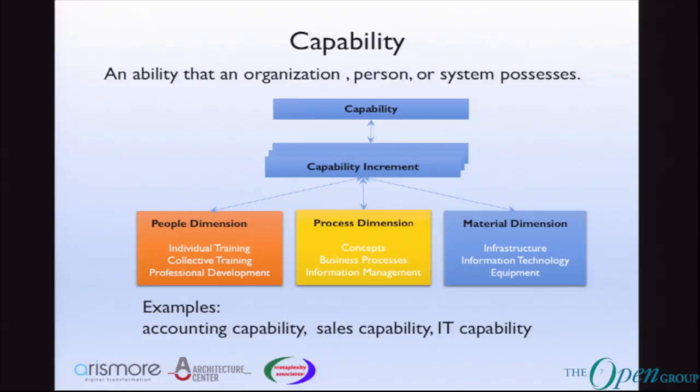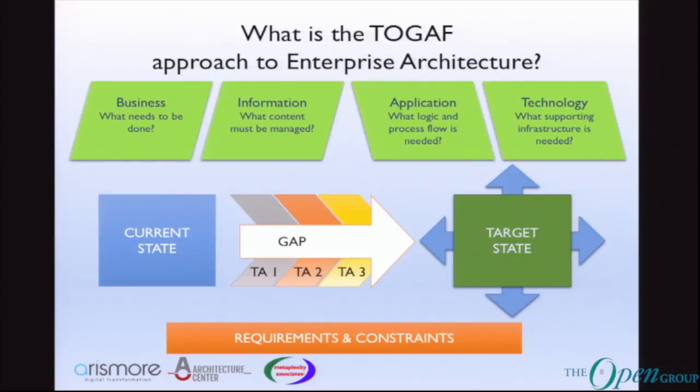We plan the capability increments on people, process, and material dimensions. Then through the architecture process, we describe how this capability is built. We describe the business architecture part, the information architecture part, application and technology. Thanks to this description, we can go from the defined current state to the target state that we would like to deliver. We do gap analysis and have a series of transition architectures. Everything is based on the requirements and some organizational constraints.